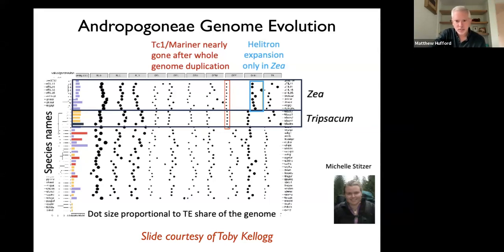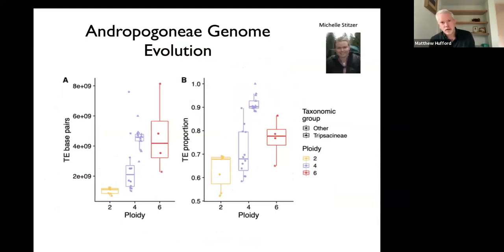But getting into a little bit more detail beyond what Toby presented a couple of weeks ago, we've also seen some interesting patterns in diploids versus polyploids. And this is another analysis from Michelle Stitzer. So what Michelle has done is looked at the extent of TE content at various different levels of ploidy. So diploids, tetraploids, up to these hexaploids too. And so what Michelle has documented is that both in base pairs, which we might expect, but then also in the proportion of the genome that is occupied by transposable elements, we see an increase as ploidy increases.